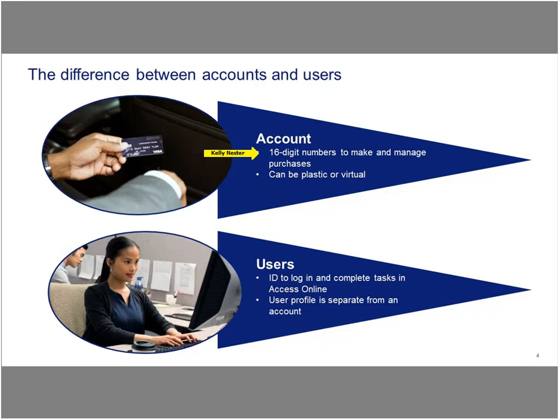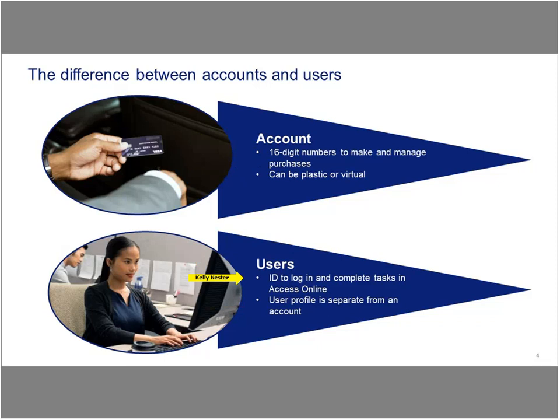Now, in contrast, when we're talking about setting up a system user, that is when we are going in to create a user ID so that someone can log in and complete tasks in Access Online based on their role in the card program. A user profile is typically separate from an account, and they are set up differently. However, it is possible to link the two, so we'll be talking about that a little bit further in the presentation.